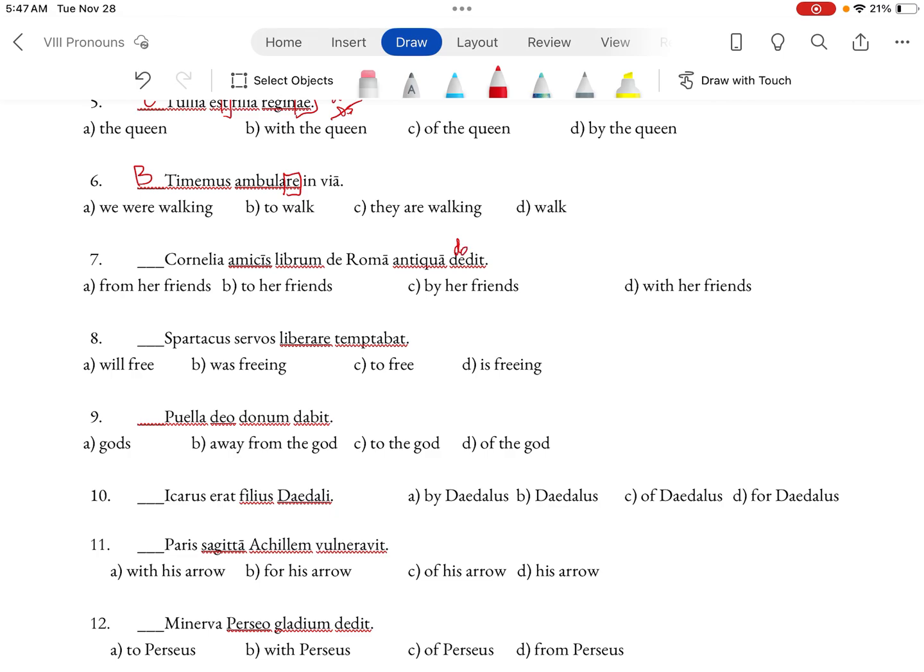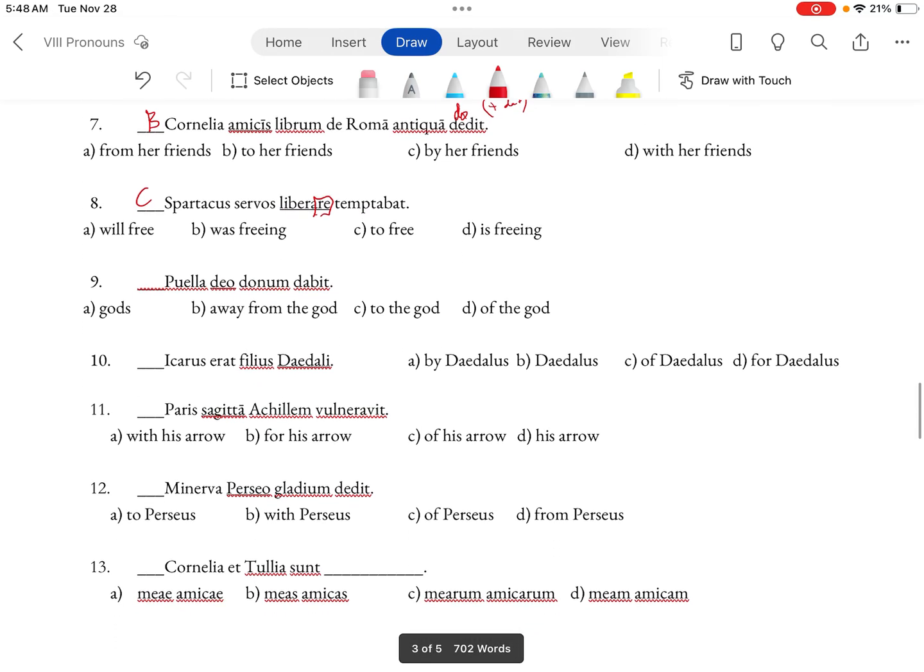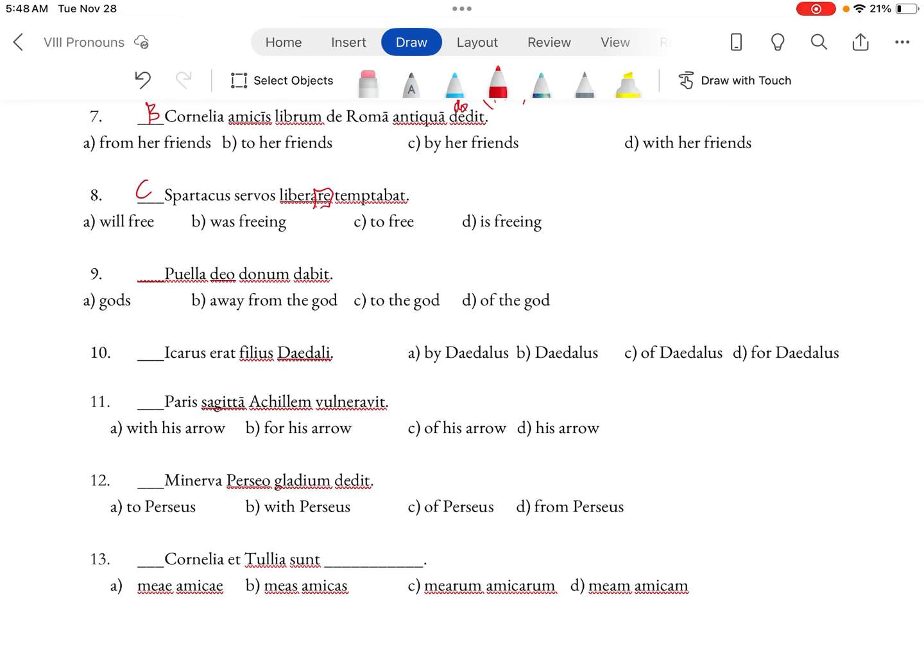Alright, dede is from do, which is a dative trigger word. So, amici is to her friends. REC, that's an infinitive, to free. Deo, we've got another dative trigger word here. So C, to the god.